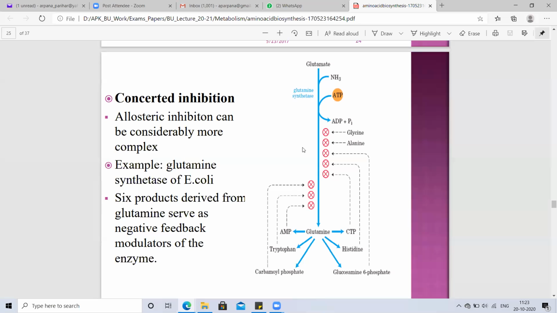One thing you should also remember is that glycine and alanine separately inhibit this enzyme. So this enzyme contains an allosteric inhibition site where these molecules bind and inhibit the activity of this enzyme. Once the activity of glutamine synthetase is inhibited, the overall biosynthesis of glutamine, AMP, CTP, tryptophan, histidine, carbamoyl phosphate, and glucosamine 6-phosphate is inhibited. So this is the concerted mode of inhibition, where only one enzyme is inhibited by several byproducts of the pathway.